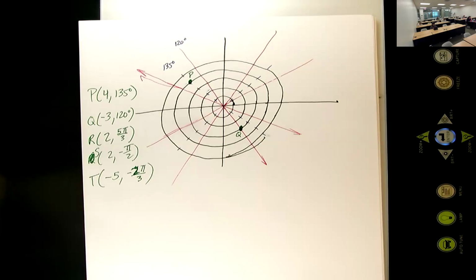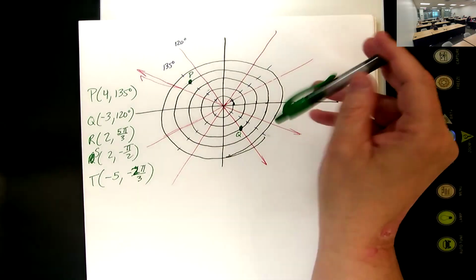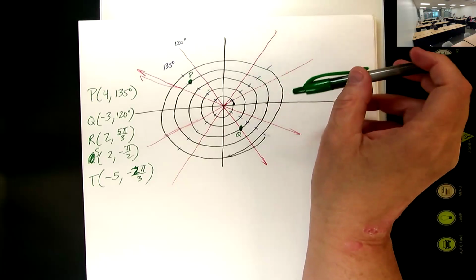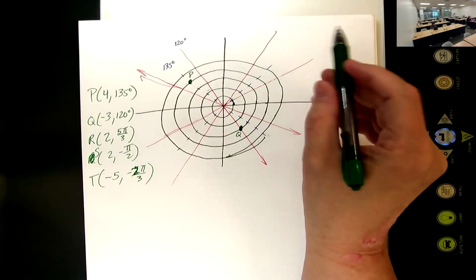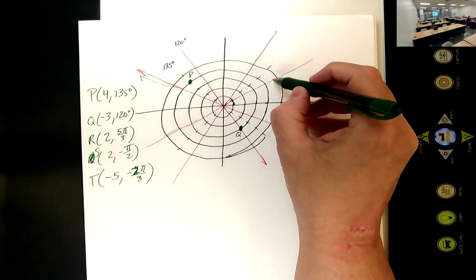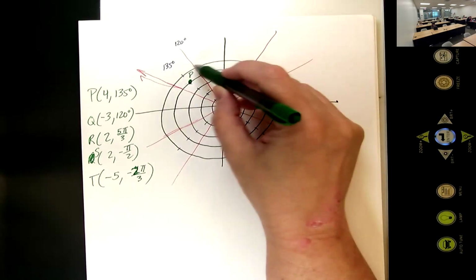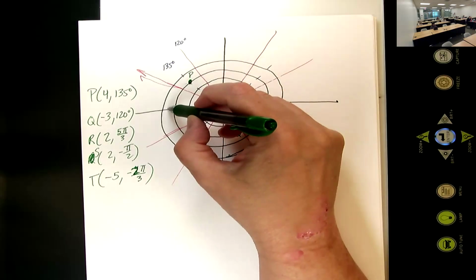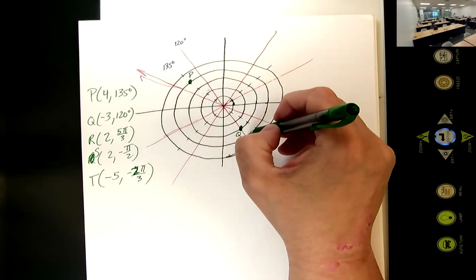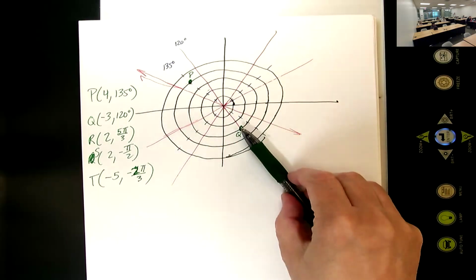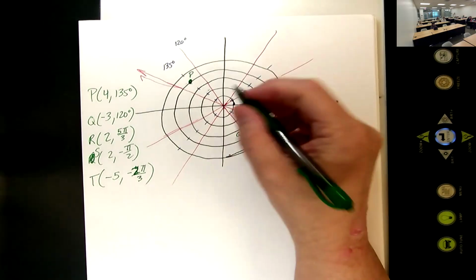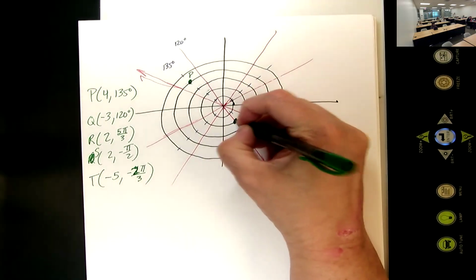5 pi over 3 is where? It's on the same line as Q, isn't it? Pi over 3, 2 pi over 3, 3 pi over 3, 4 pi over 3, 5 pi over 3. 5 pi over 3 is on this line and we're going out a distance of 2. R is right there.